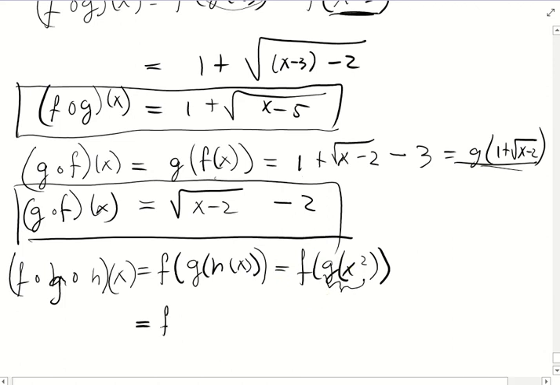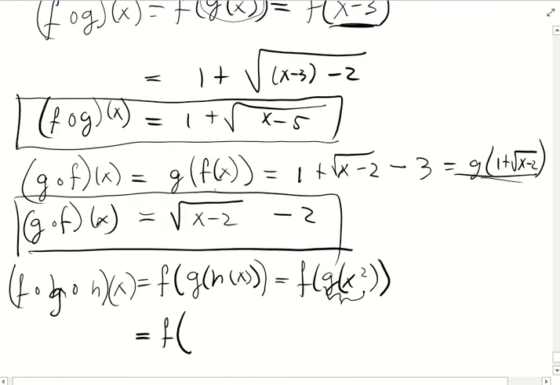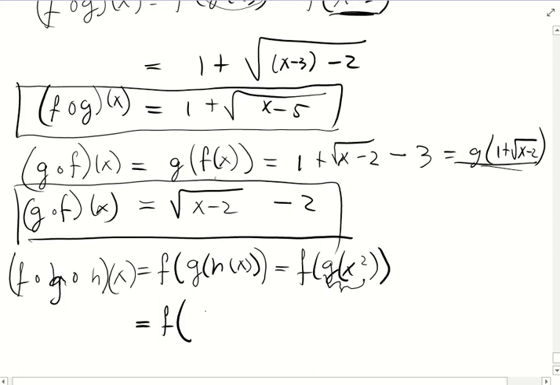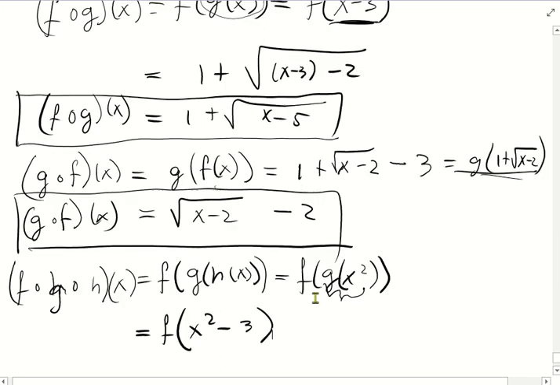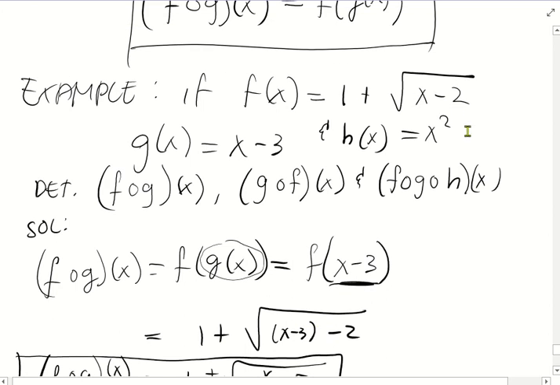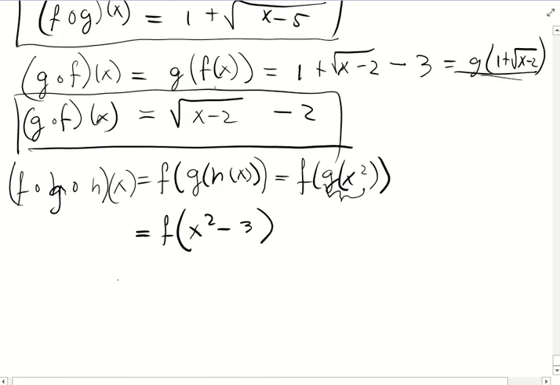So don't forget, you can disregard f first, just solve for g of x squared. And that will be f of, so what is g of x squared? X minus 3, you just change x with x squared. So this will be x squared minus 3. And the last part is, what is f of x squared minus 3? You can now just solve this one, because we know that f of x is 1 plus the square root of x minus 2.